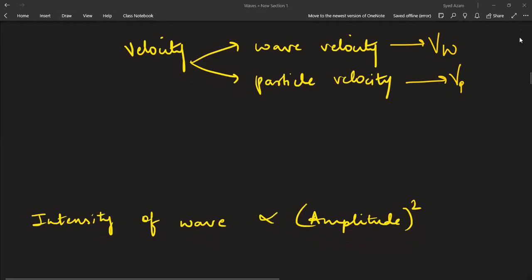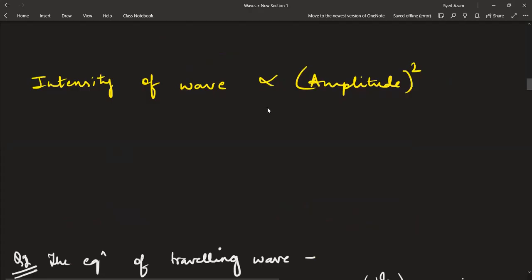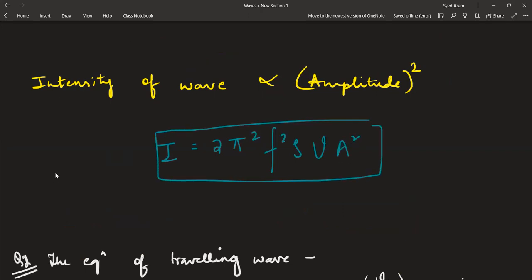See class, this was the difference between the particle velocity and wave velocity. When you have the equations for the particle velocity, you differentiate the equations. That's what we have already studied. Now, intensity of wave is not very important, but it can be asked. Intensity is equal to 2 pi square of frequency, density into the speed of wave into the square of the amplitude. It's a very big formula, but no derivation, nothing. Just look at the formula once before attempting the exam.